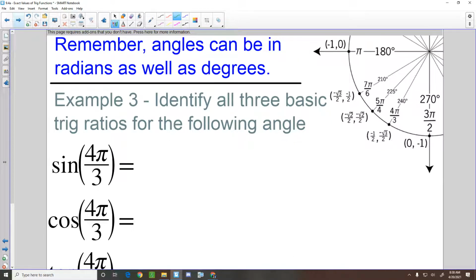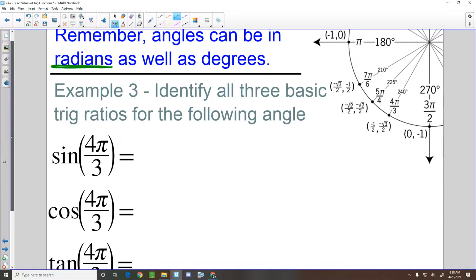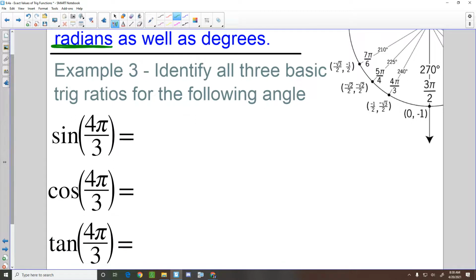And then don't forget that you're going to see angles in radians as well as degrees, right? This is the new thing. That's why I started off with degrees, because that's what we're familiar with and comfortable with. But here we should also be able to identify all three of those trig ratios, sine, cosine, and tangent, for an angle in degrees or in radians.